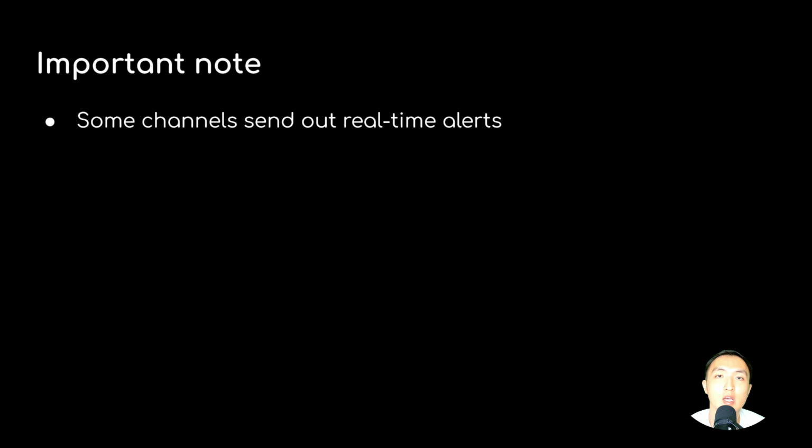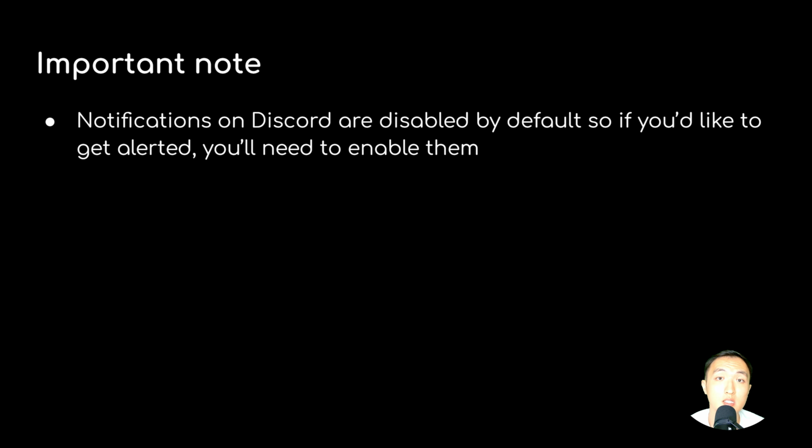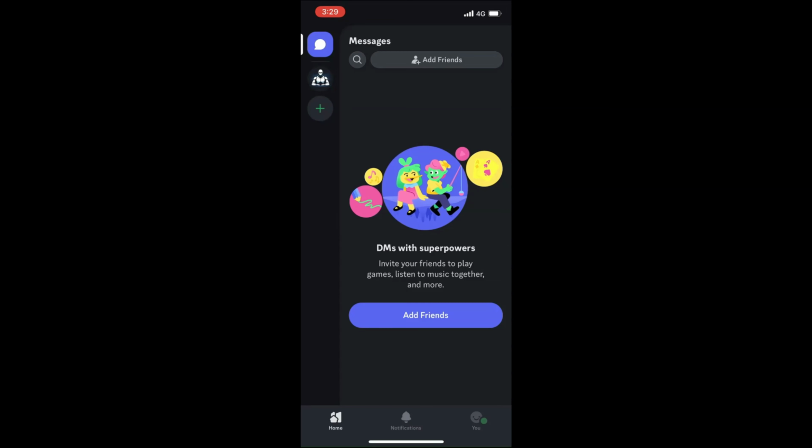Important note, some channels send out real-time alerts. Notifications on Discord are disabled by default, so if you'd like to get alerted, you'll need to enable them. There are several steps to do that. Let's go through each of those steps one by one.